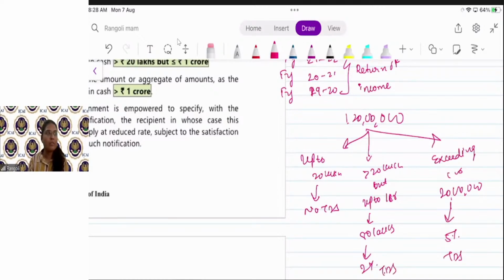So if you have not filed return of income for all the last 3 years, then the threshold will come to 20 lakh. Up to 20 lakh, no TDS. From 20 lakh to 1 crore, whatever amount you withdraw, the TDS is 2%. And above 1 crore, whatever amount you withdraw, the TDS is 5%. Is that clear?